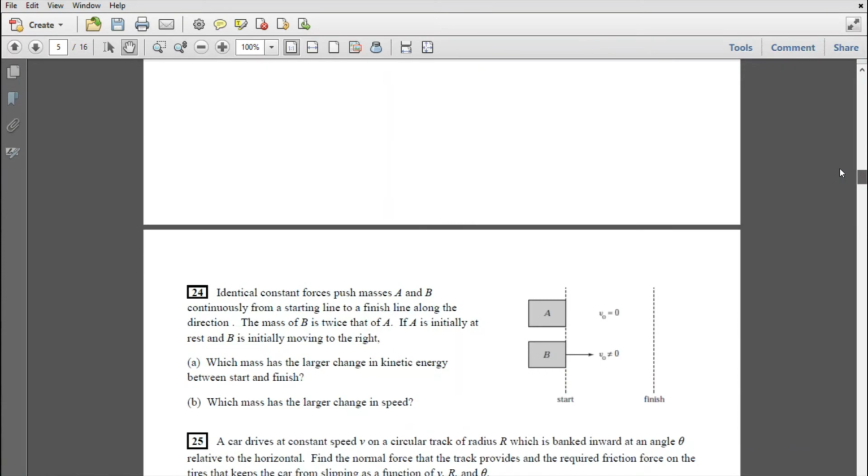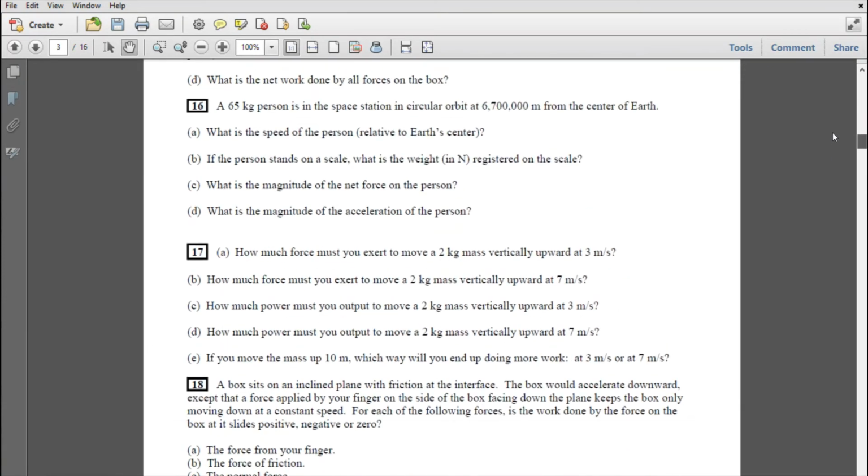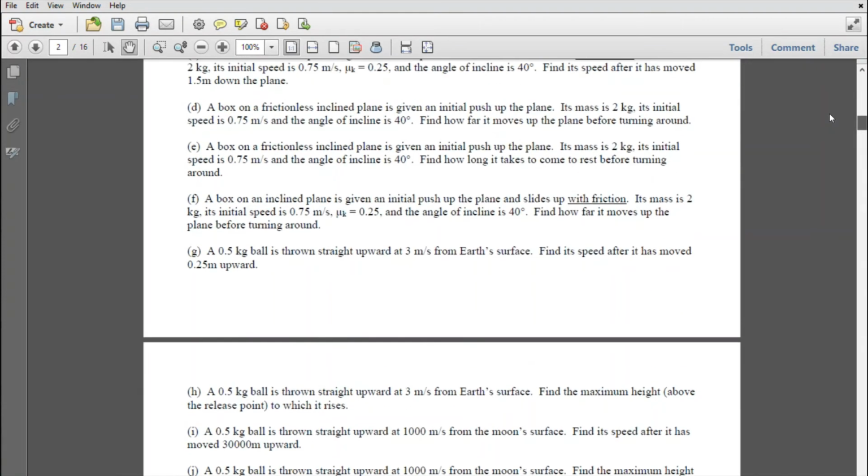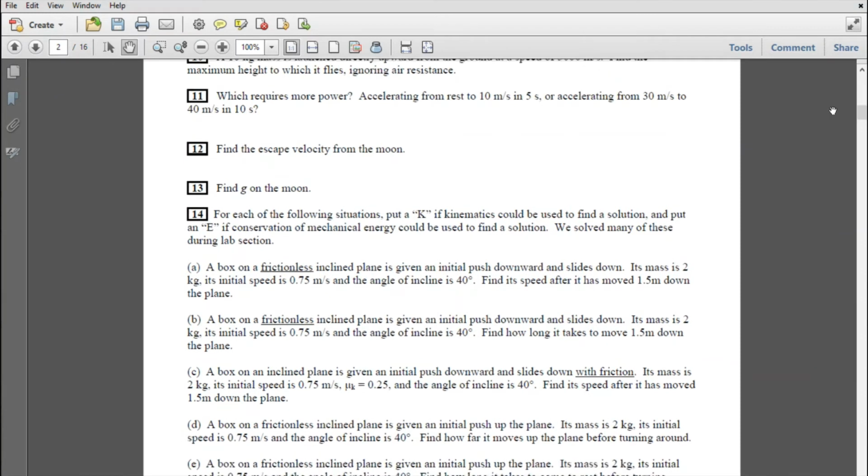Problem 13. Find little g on the moon. So the way we always find little g is to write the weight of an object the old way and the new way. The old way we wrote it was just m times little g, where we're talking about the little g appropriate for the surface of the moon.